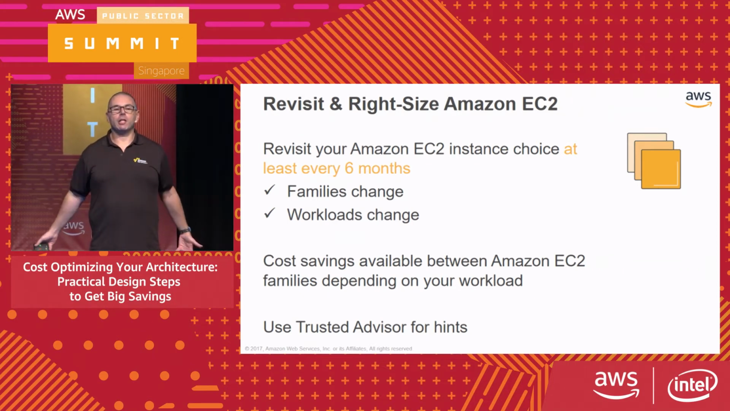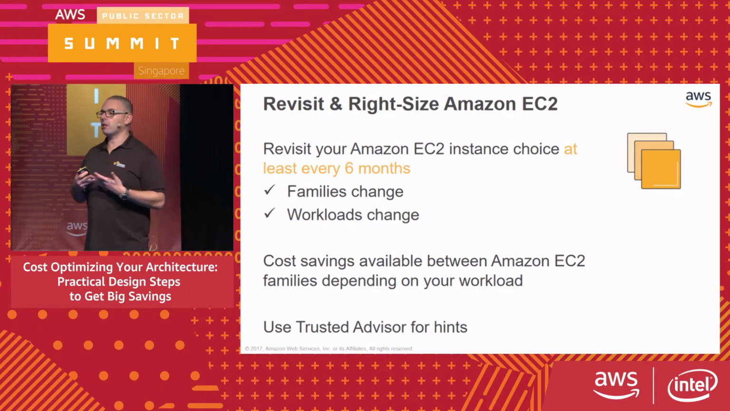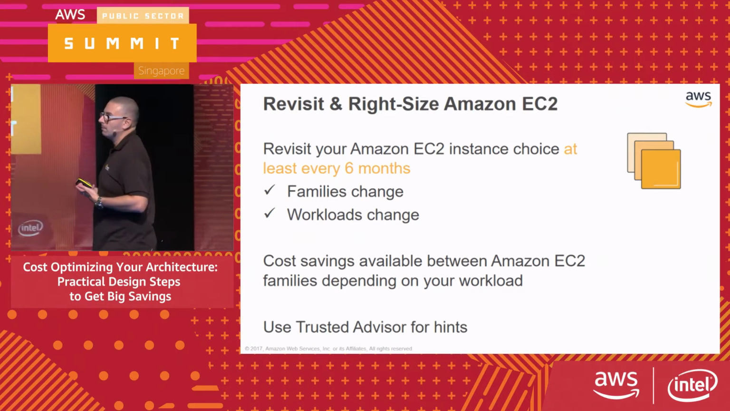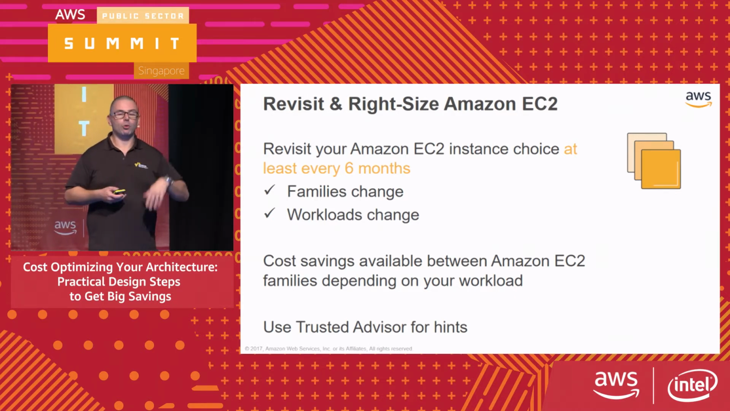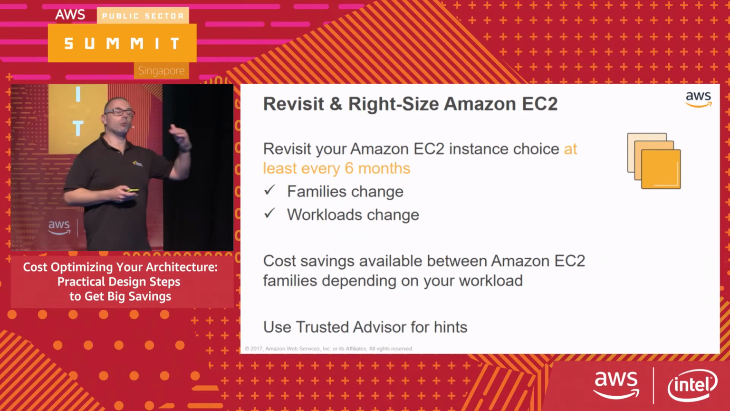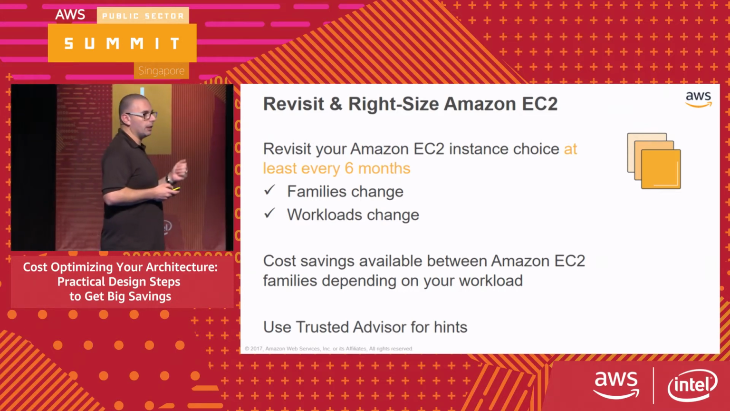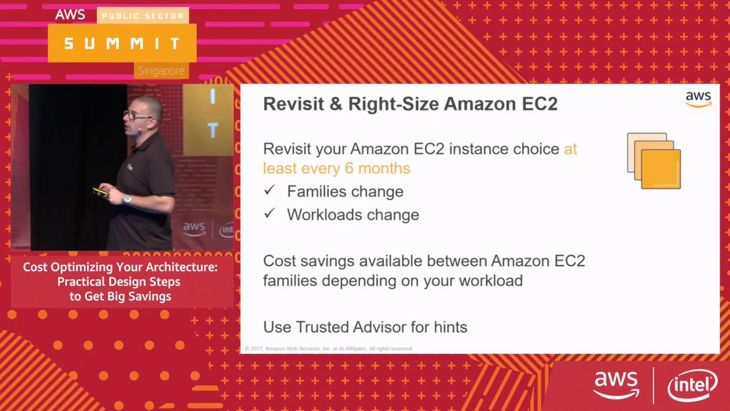If you're using Amazon EC2, you should be revisiting your selection of instance size and type at least every 6 months, if not more frequently. Why? Because we often change the families that are available to new and more powerful, cost-effective instance types. And secondly, your workload will change over time. And you can change your instance types trivially and get the most benefit. You can also use Trusted Advisor for some hints.